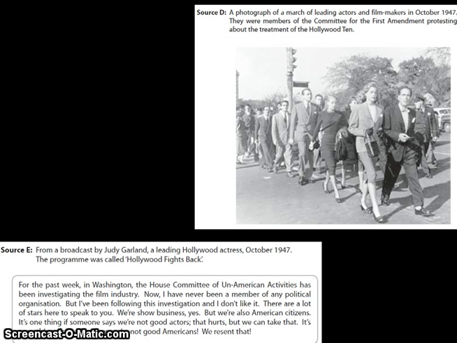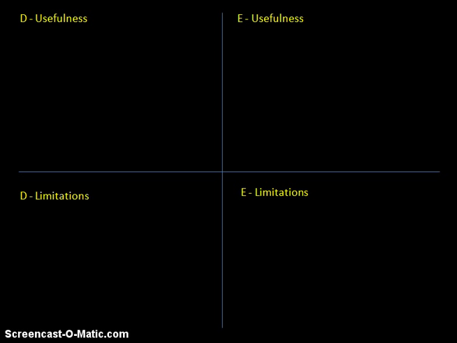Okay, so the reason that this question I think is really easy is because there are just 4 things that you have to do in order to get top marks. You have to discuss the usefulness of D, you have to discuss the usefulness of E, you have to discuss why and how D may be limited in terms of its utility, and then you must also discuss why E may be limited in terms of its utility. And if you do these 4 things, you will get 10 out of 10.